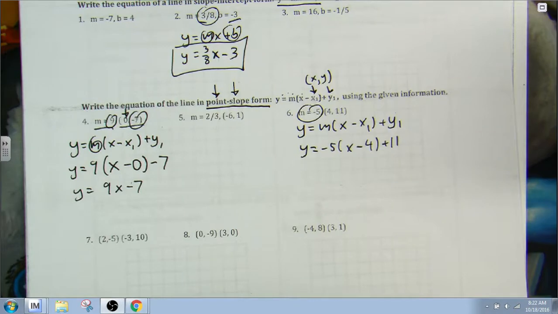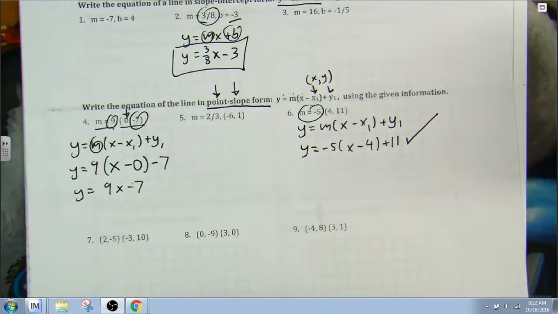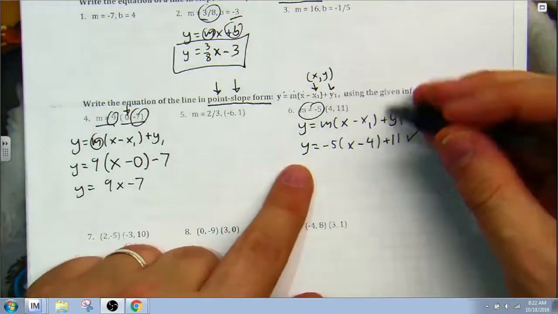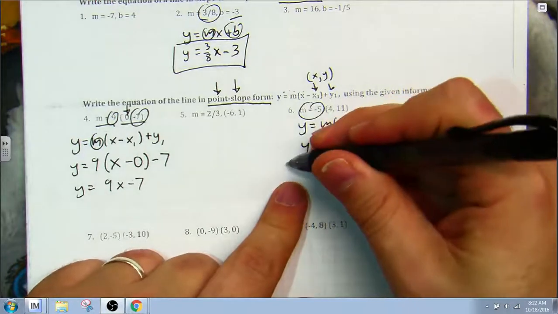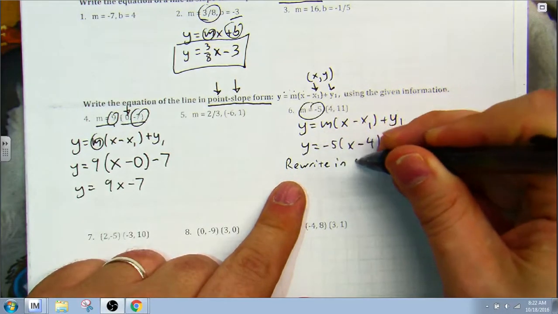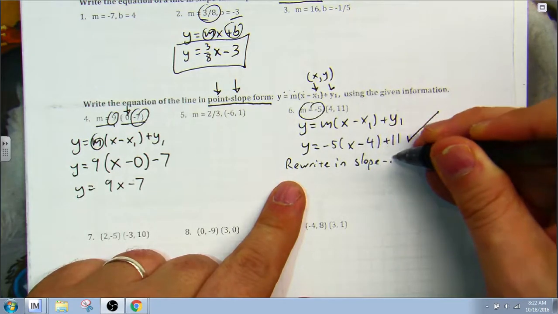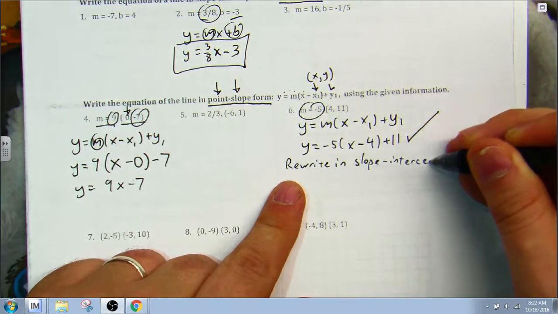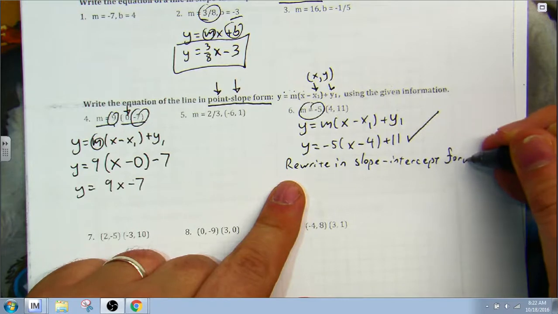It doesn't ask you to do this, but this is just a little bit of an extra. Let's say we have this equation and it asks, rewrite in slope-intercept form.